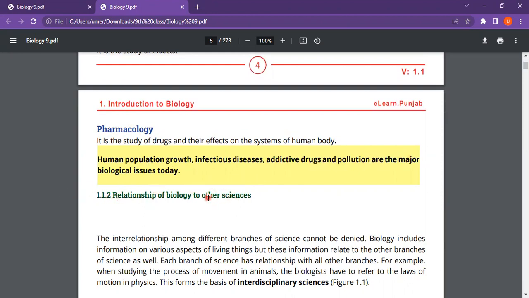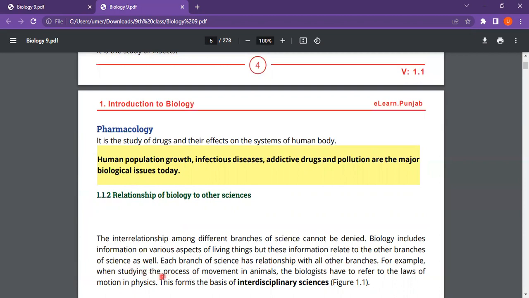Relationship of biology with other sciences. The interrelationship among different branches of science cannot be denied. Biology includes information on various aspects of living things, but this information relates to the other branches of science as well. Each branch of science has a relationship with all other branches.